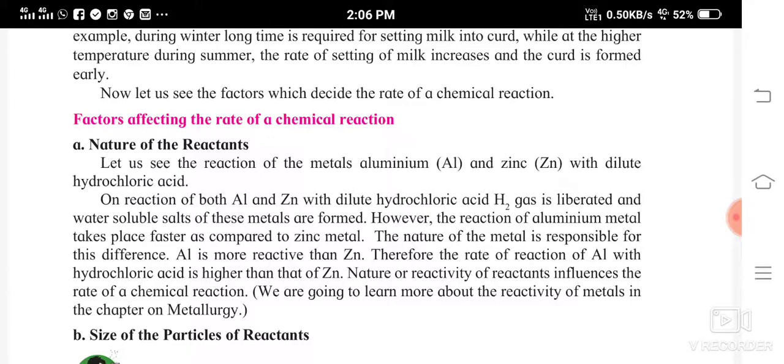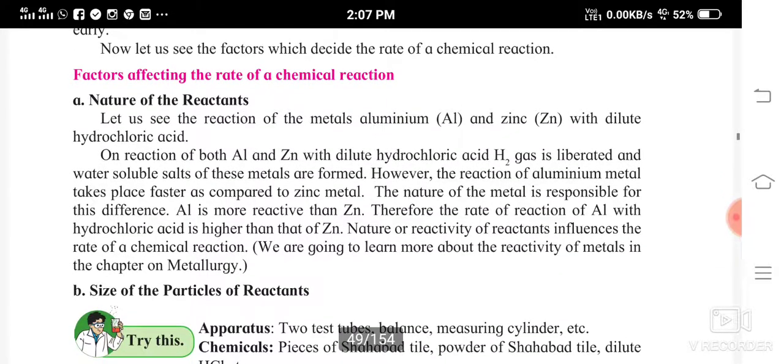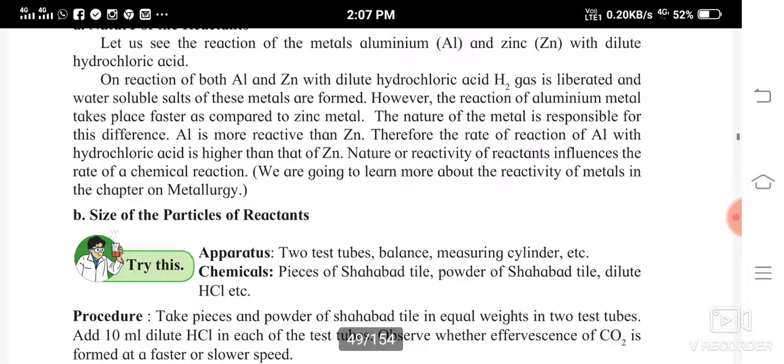So what is making this difference? Why is the reaction taking place faster? The nature of the metal is responsible for this difference. Aluminium is a more reactive metal than zinc, isn't it? Aluminium is more reactive than zinc. Therefore, the rate of reaction of aluminium with hydrochloric acid is higher than that of zinc.